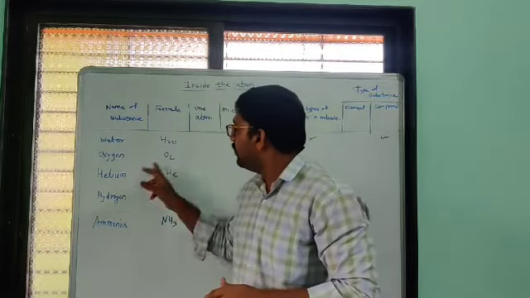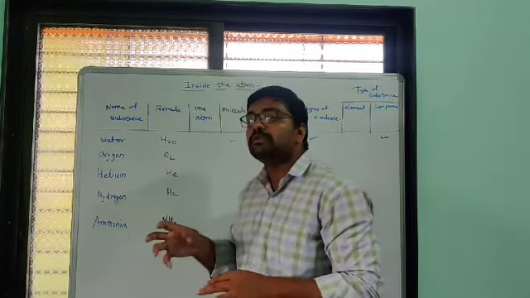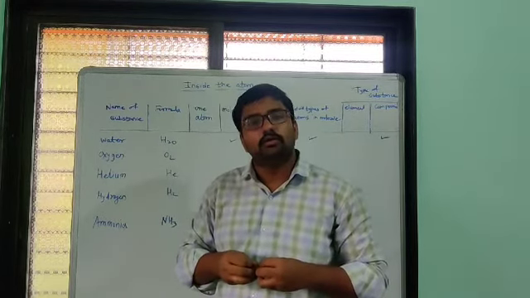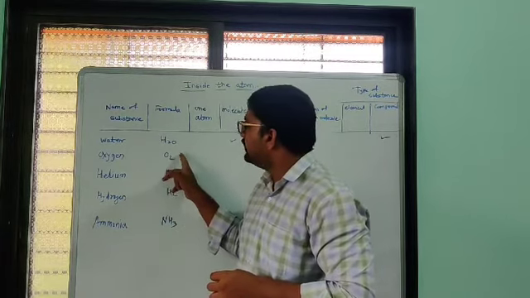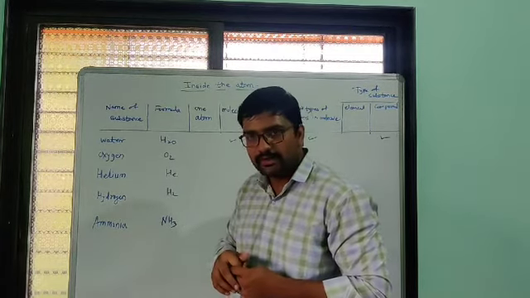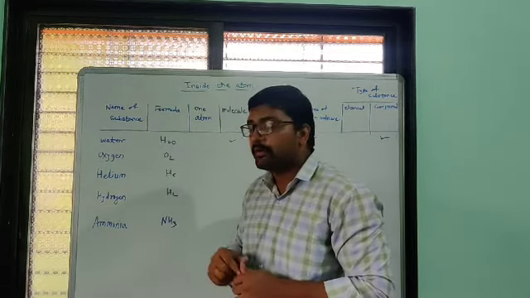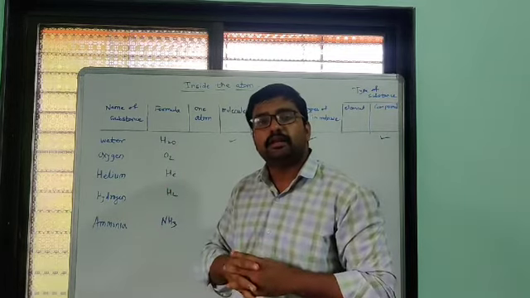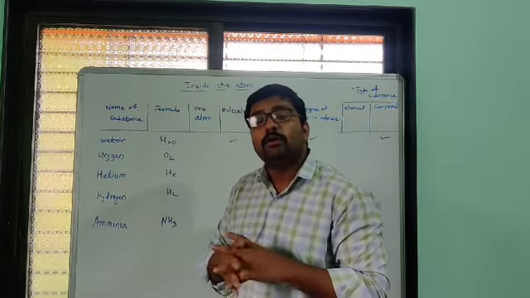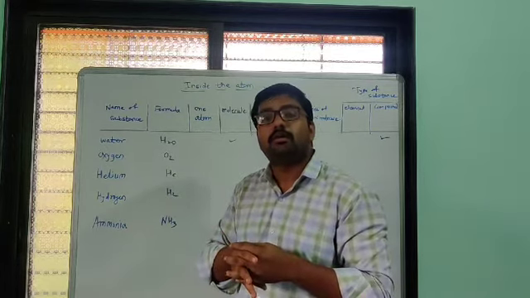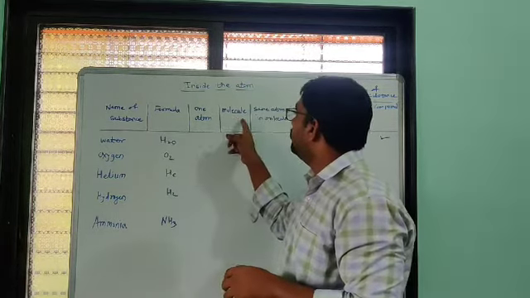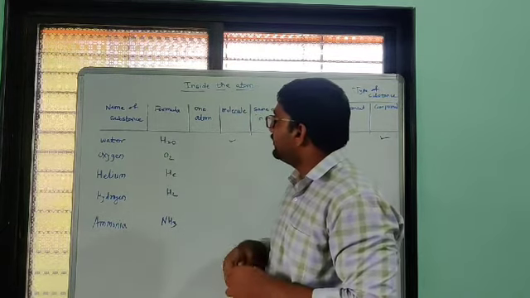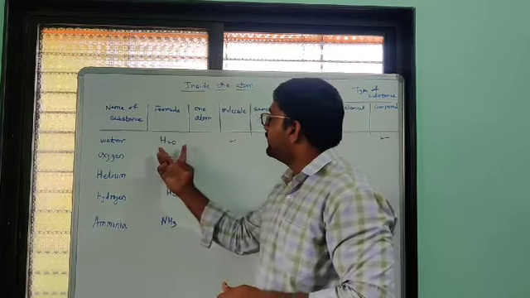The example is O2. O2 means two oxygen atoms are combined with each other to form one molecule of oxygen. Two oxygens are joined, bonded together, to form one stable oxygen molecule. So that is what we simply call a molecule: when two or more atoms combine with each other, a molecule is formed.